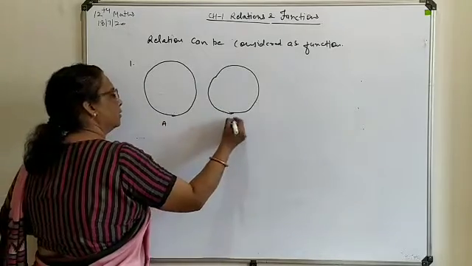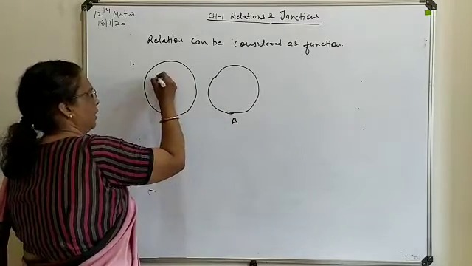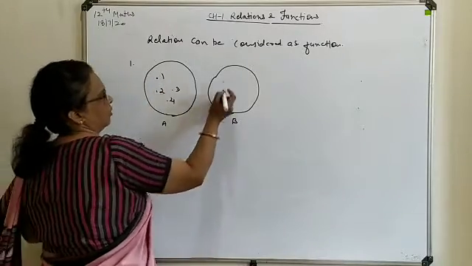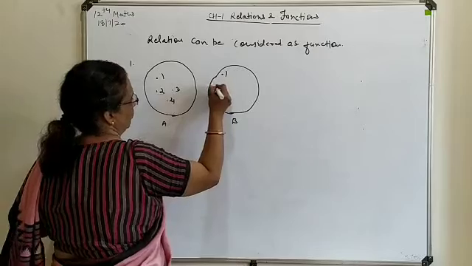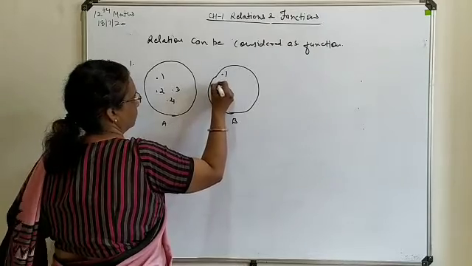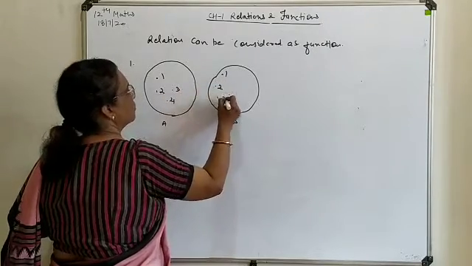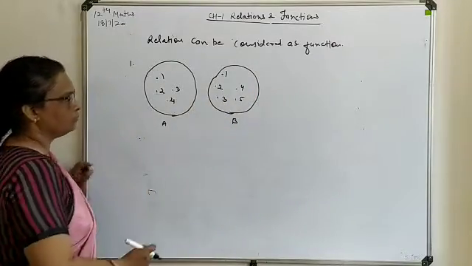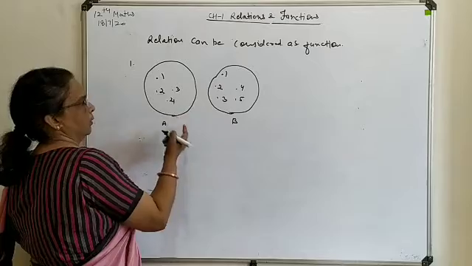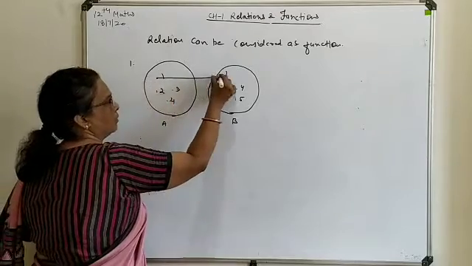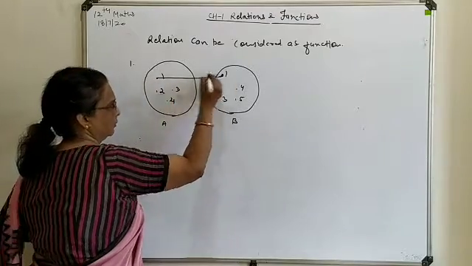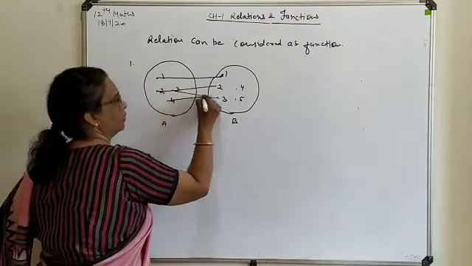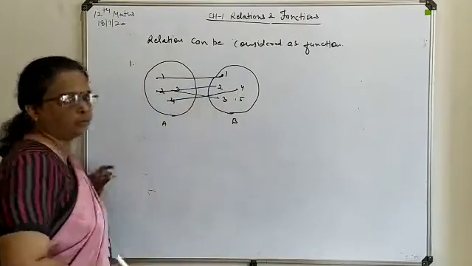This is set A, this is set B. Here some elements are available. Regarding each element, here we are having an image. Try to link. Suppose 1 corresponds to 1, 2 corresponds to 1, 3 corresponds to 3, 4 corresponds to 4.